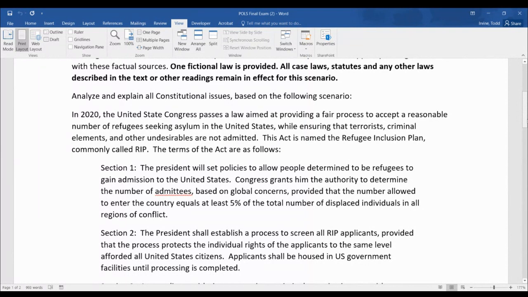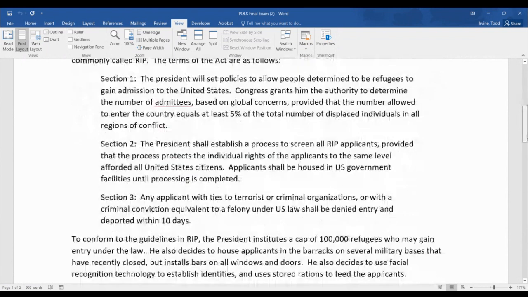In 2020, the U.S. Congress passes a law that is aimed at improving a fair process to accept a reasonable number of refugees seeking asylum in the United States. Right? And then while ensuring that terrorist, criminal elements and other undesirables are not admitted. Right? This act is named the Refugee Inclusion Plan, commonly called the RIP, and these are the sections. This is much shorter than any actual law would be, but we just need a few things to work from.